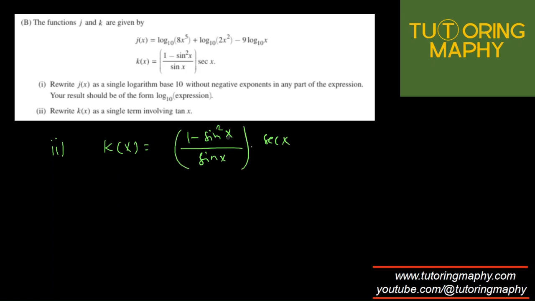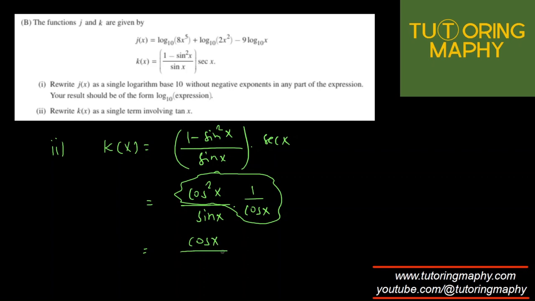What is 1 minus sine square x, guys? I think as per the Pythagorean identity, 1 minus sine square can be written as cos square x over sine x. And what is secant? Isn't secant the reciprocal of cos? So can I write it as 1 over cos? And what is cos square over cos? Obviously, one of the cos is gone, and I'm left with cos x over sine x.